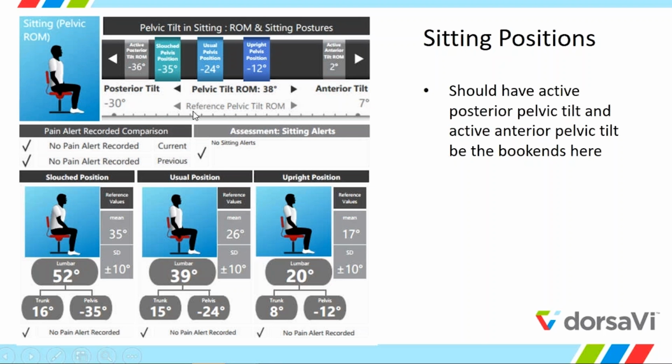And then at the bottom, the pelvic tilt range of motion was 38 degrees total from end to end in sit. And then you have the reference values, which is about 37. So it's kind of right on target with the normative values.